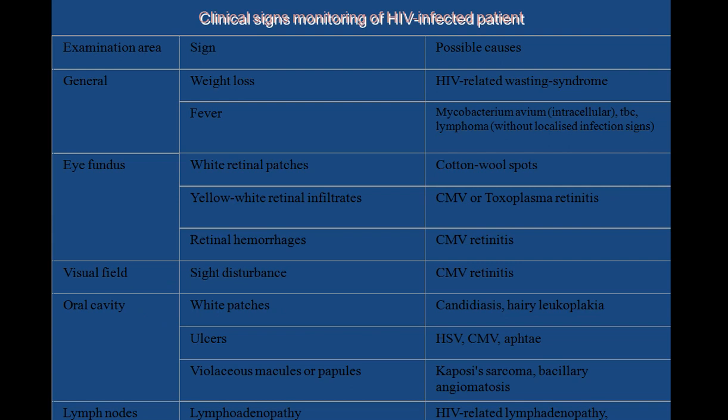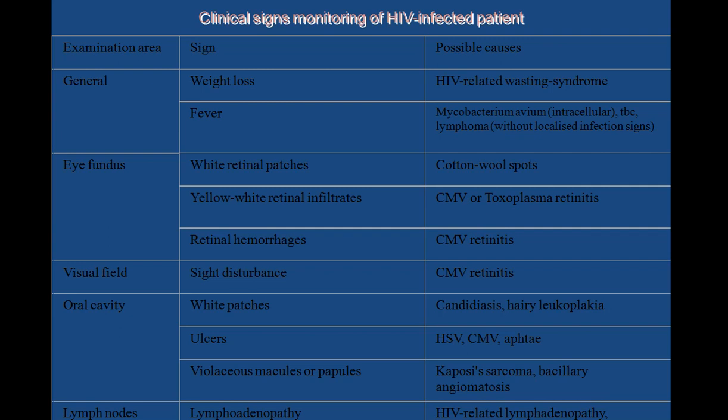Clinical signs monitoring of infected patients. Examination area, sign and possible causes. General: weight loss, HIV-related wasting syndrome; fever, Mycobacterium avium intracellulare, tuberculosis, lymphoma, without localized infection sites.